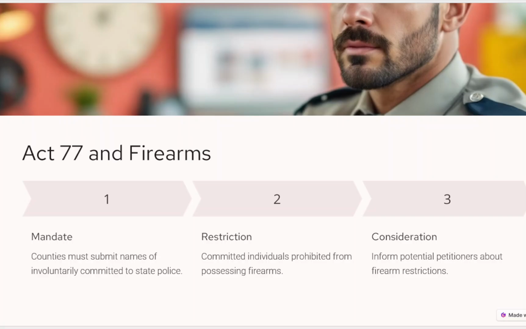Those seeking to file a 302 petition should be made aware of Act 77, as many family members have chosen not to pursue this option to avoid their loved ones losing the ability to own or use firearms.